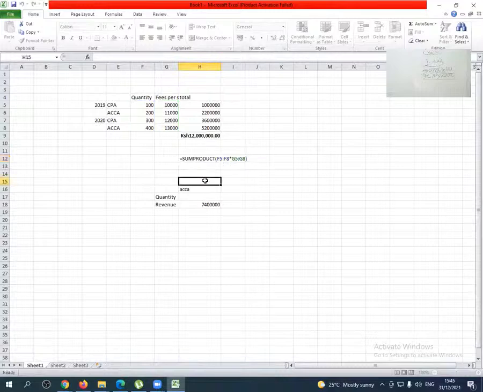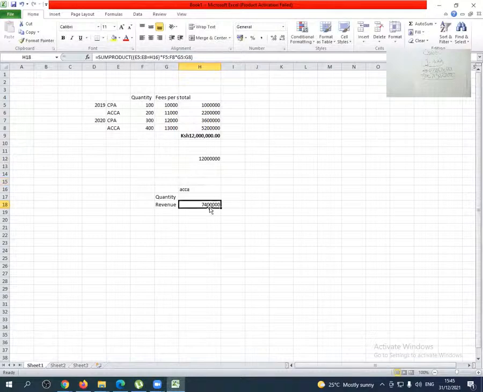Ladies and gentlemen, the most important thing will be for us to come and appreciate, assuming that somebody was to give you this kind of data, and then he needs you to come and, for example, get the ACCA number of students that we have. This is quite easy. You can add directly. But what if there were like 100 rows?